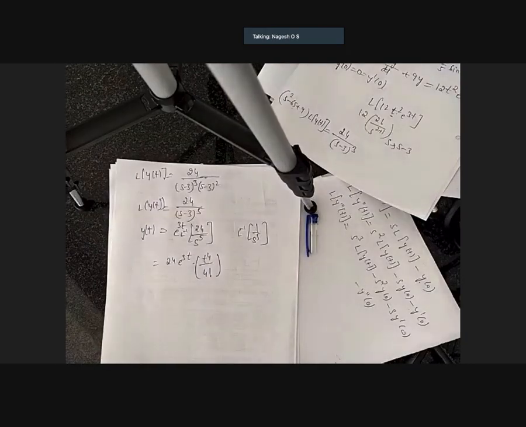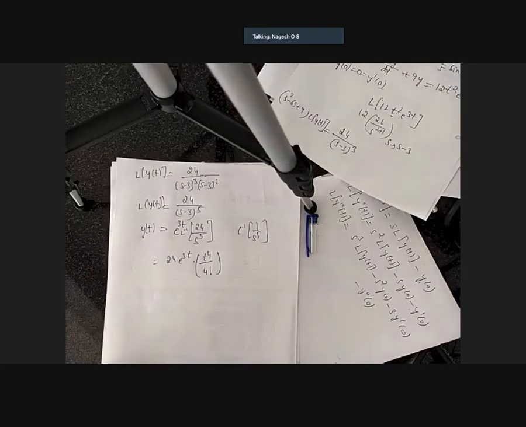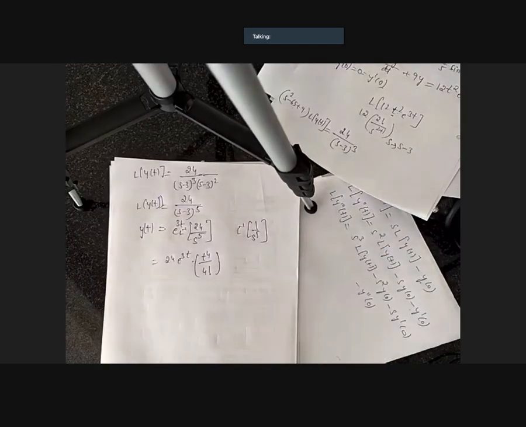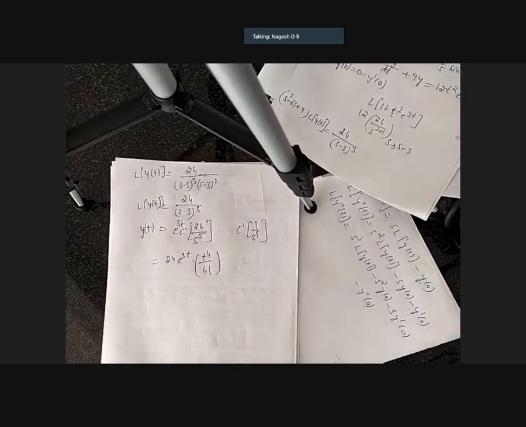So we completed the Laplace transform syllabus. That is module 1. If you have any doubts, you can ask. So next class, we will start with Fourier series. Fourier series is module 2. If you have any doubts, you can ask.